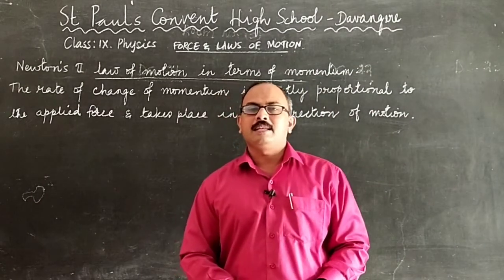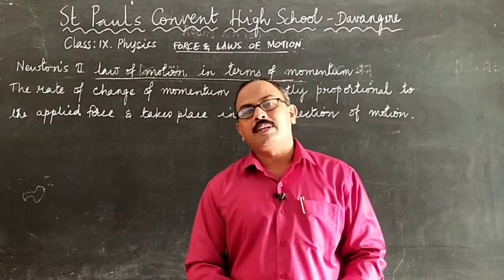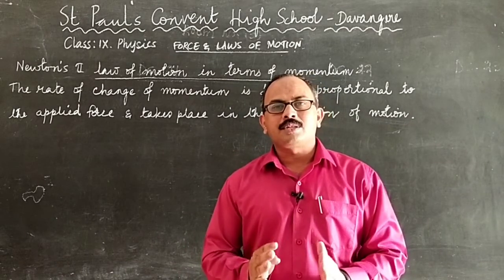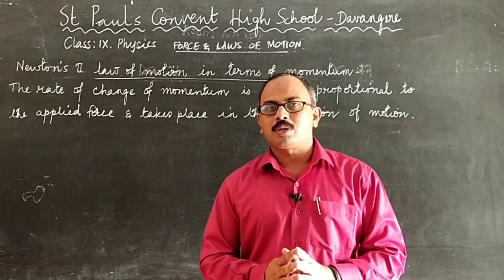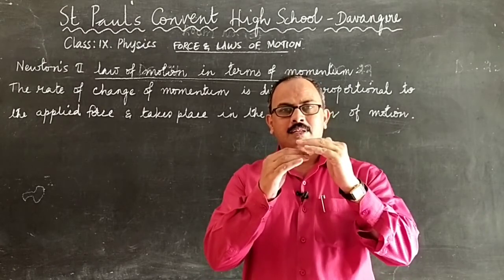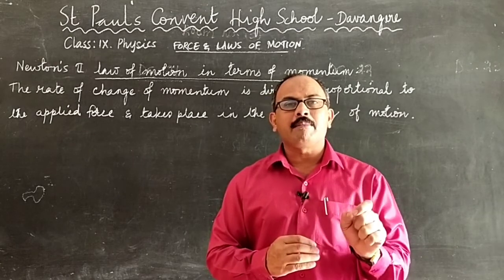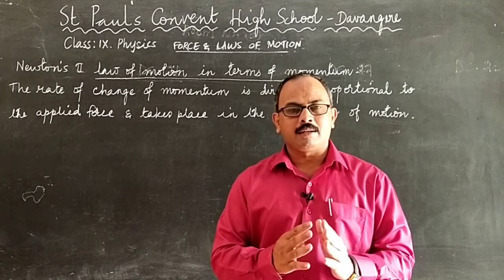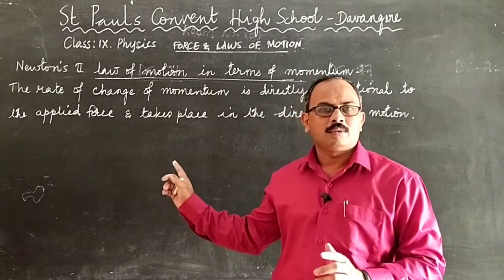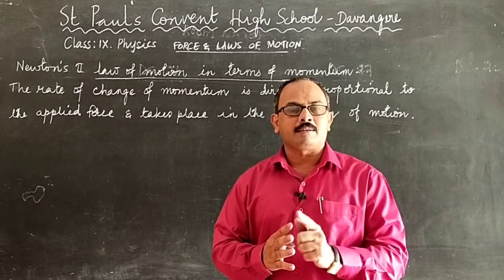Children, we have seen Newton's second law of motion. It gave the relationship between force, mass and acceleration. The acceleration produced in a body is directly proportional to the force applied and inversely proportional to the mass. We gave the statement form, and the formula was F is equal to m into a. Same formula we are going to get in this also. The change is this: Newton's second law in terms of momentum.